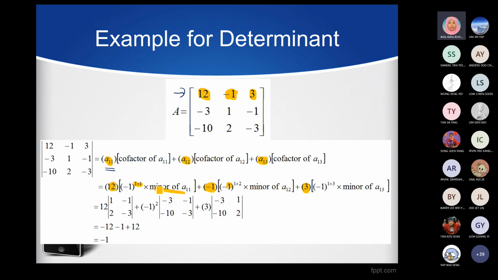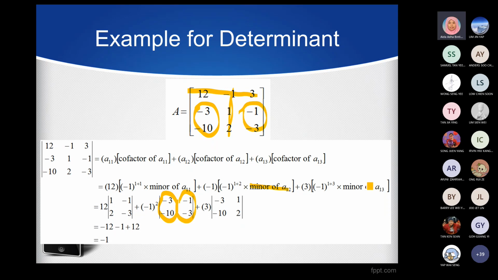Make sure for the first one, we look at the minor A11. We delete row 1, column 1. So we have this matrix here, and we find the determinant. Make sure you do this operation first. Next for this one, minor A12: delete row 1, delete column 2. So you can see you have this.